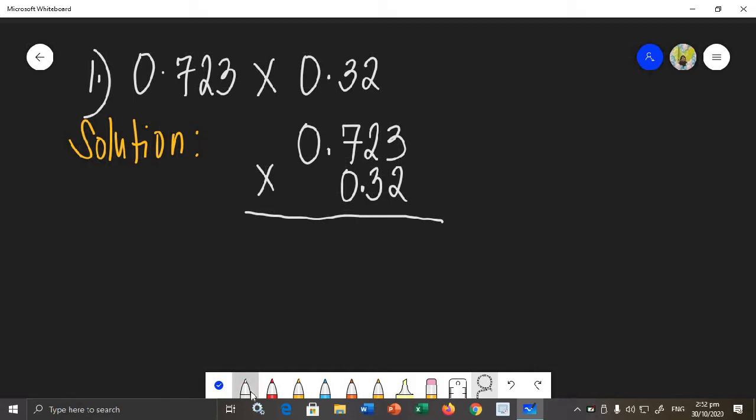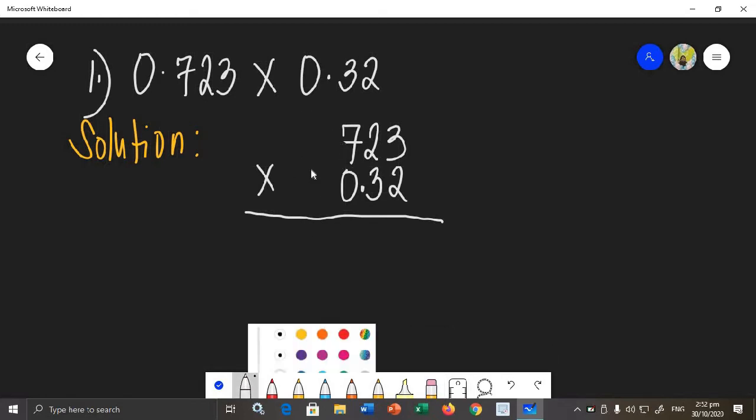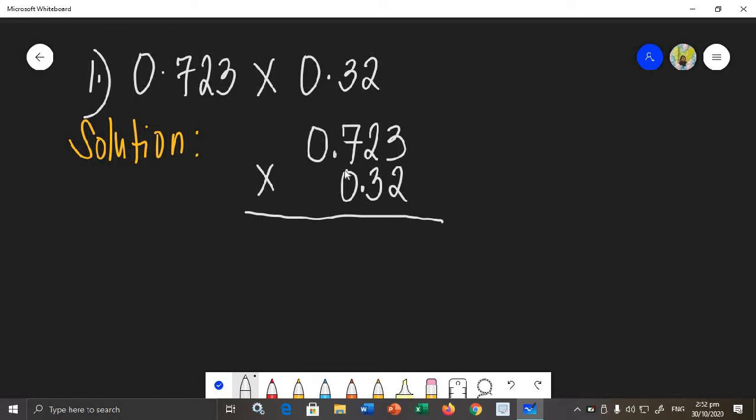So, the second rule, sabi doon, multiply the given as if you're multiplying whole numbers. So, remember to not mind the decimal point. Just continuously multiply. So, hindi muna natin i-mind na may decimal point siya. Okay? So, I'm just going to rewrite this closer to 0 point something. Ayan. So, we can now multiply this as if we are multiplying whole numbers.